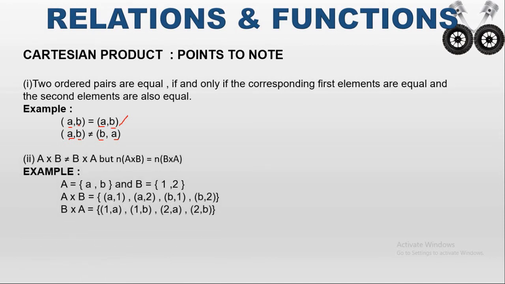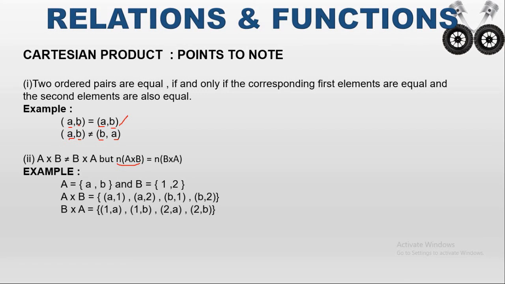So the second one is A cross B is not equal to B cross A, but n of A cross B equals n of B cross A. So what is the condition given here? A cross B is not equal to B cross A. That is, the value presented in A cross B is not the same as the value presented in B cross A. But what is the condition given? n of A cross B. What is meant by n of A cross B? That is the number of elements present in A cross B. That should be equal to the number of elements present in B cross A.